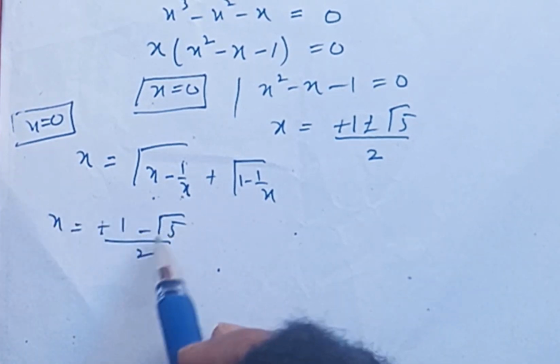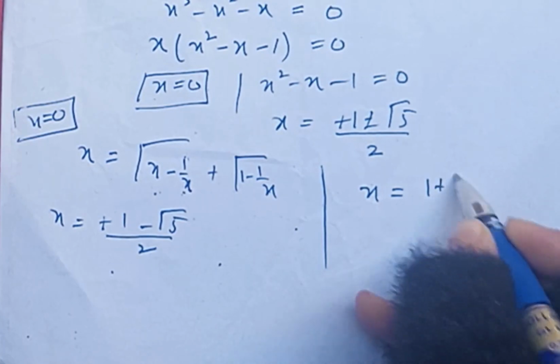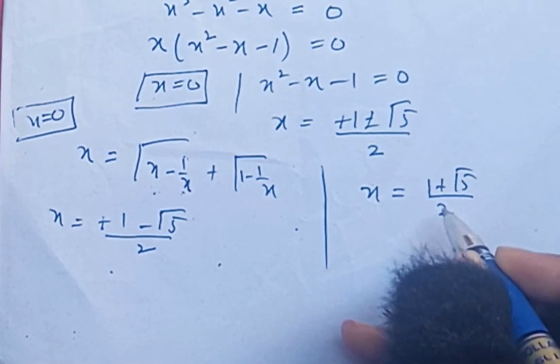So the answer of this question is x equal to (1 plus square root 5) over 2, and we have done. Thank you.